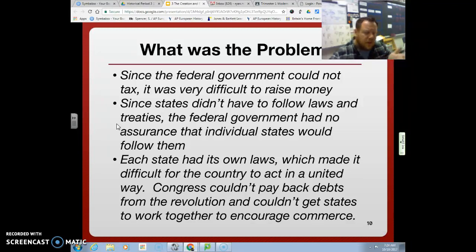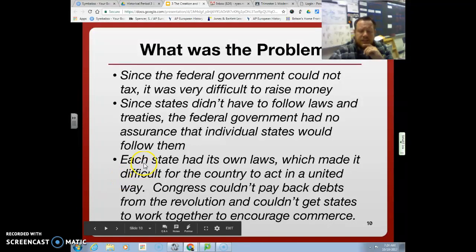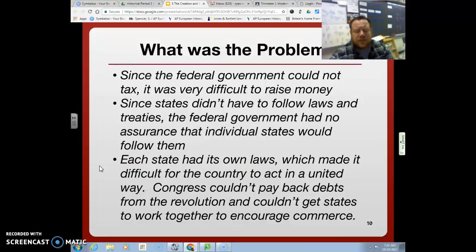Okay, there was no way that the federal government could raise money and pay for things they had to pay for, like armies and that kind of stuff. And since each state had its own laws, it would have made it difficult for the country to act in a really united way. Every single state was acting in its own best interest, which, in theory would be fine, but wasn't really working so far.